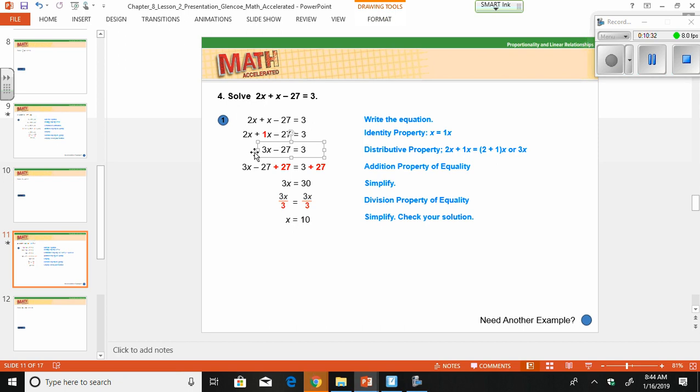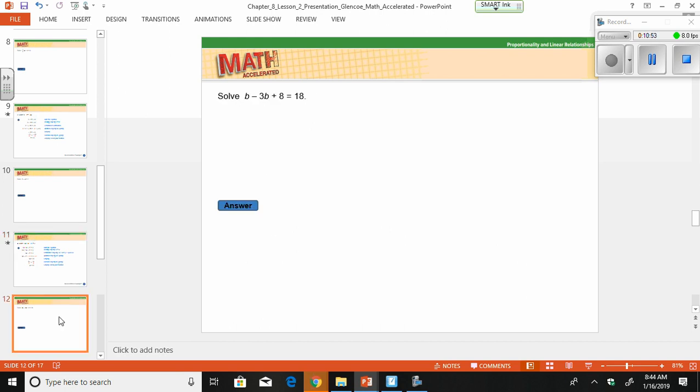And now I can ask those questions again. What do I want to get by itself? I want to get x by itself. What's with the x? There's a 3. There's a -27. So I want to get rid of that addition and subtraction first. So we add 27 to both sides. And then the opposite of multiplying by 3 is to divide by 3. So you get x is equal to 10. And then you can plug it back in.